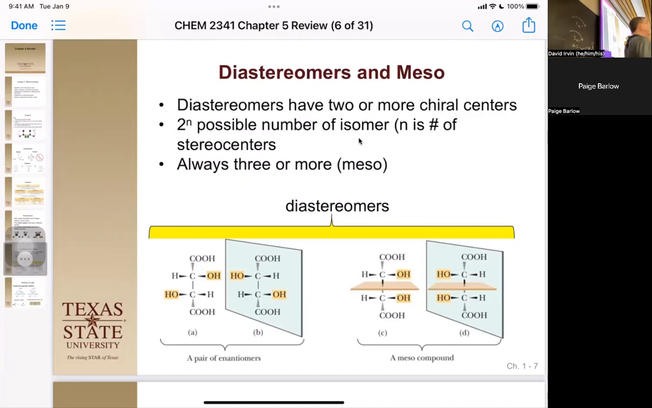Diastereomers, think about di meaning 2 or more stereocenters, and so you're going to have that. And remember also that the number of isomers is 2 to the n. So 2 to the 1 stereocenter is 2 isomers. 2 to the 2 is 4 isomers, unless you have a meso plane. And then 2 to the 3 is 8 isomers. So it gets crazy after 3.